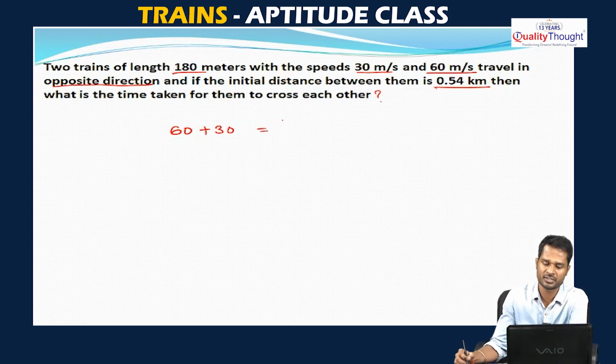See, the length of each train is 180. So 180 plus 180 is the two trains' length, plus the 0.54 kilometers. I will convert the 0.54 kilometers also into meters, which is 540 meters.